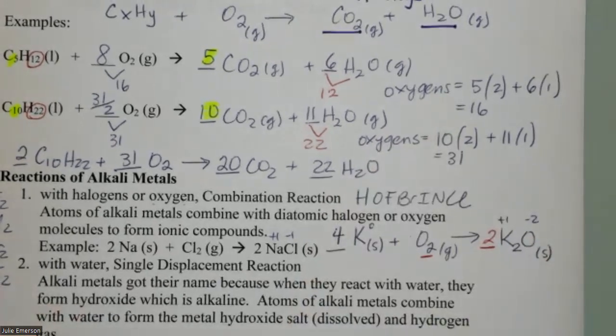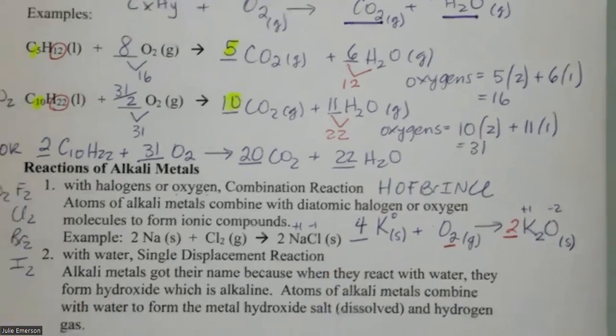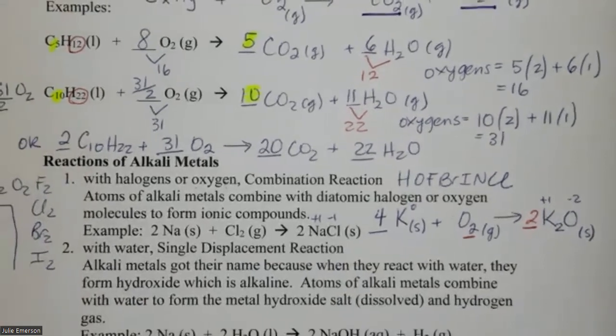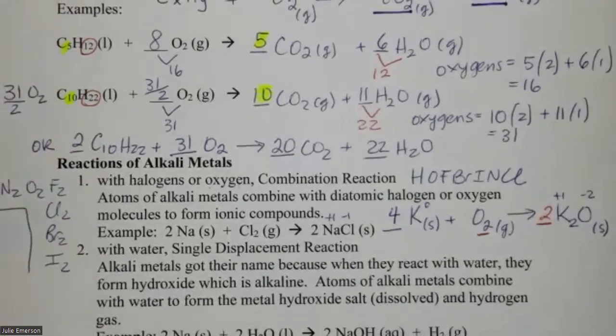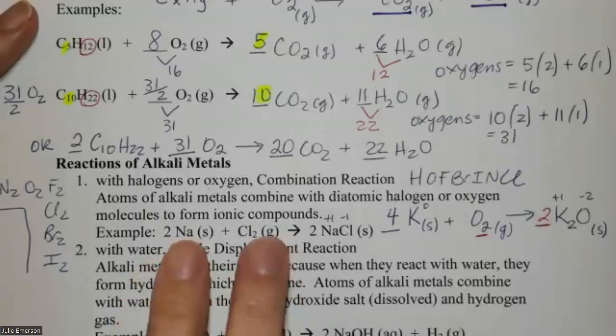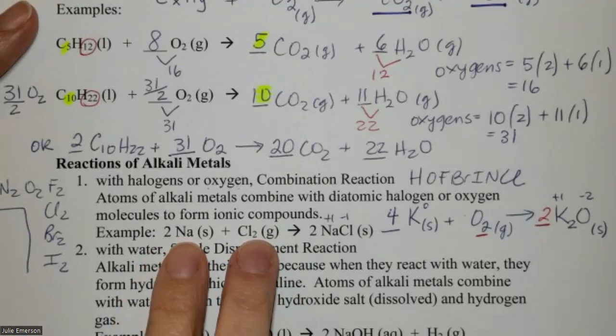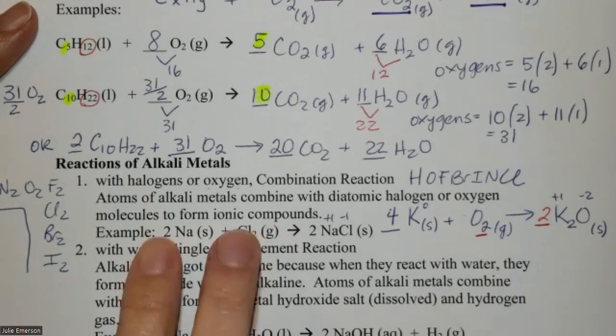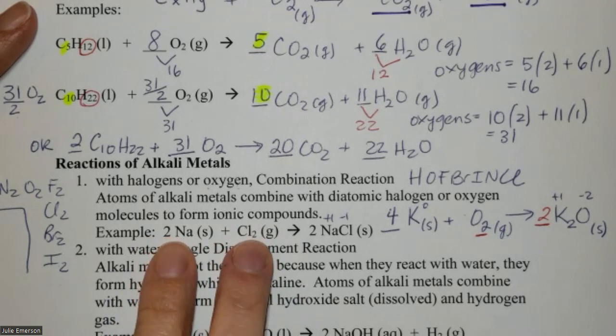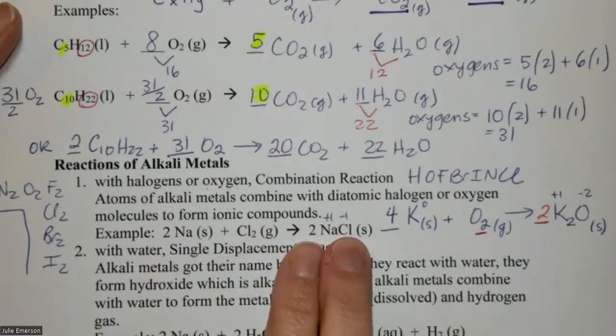Now, combination reactions, these are different from double displacement. Double displacement, we were always looking at ions in the compound, but what we have here is single substances, not compounds. So separately, no charge. Together, now they have their charges.